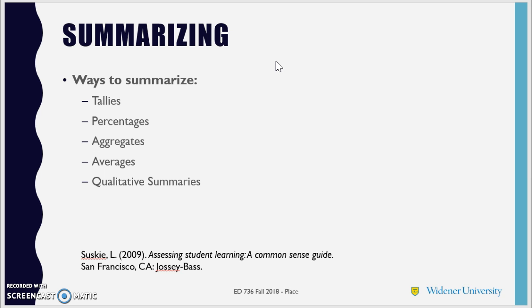Averages you might use as well if you are looking for example, your final grade in the course would be an average. There might be different weighting that you have for that. And then also qualitative summaries are ways of summarizing your data.